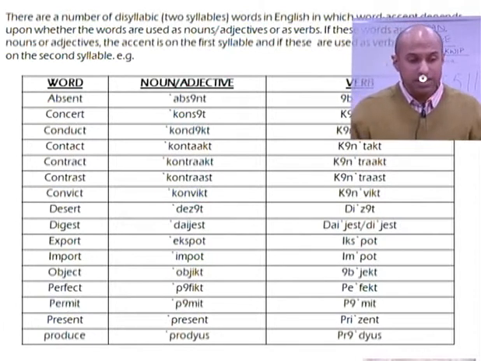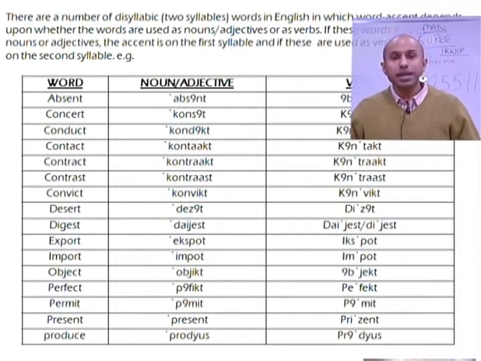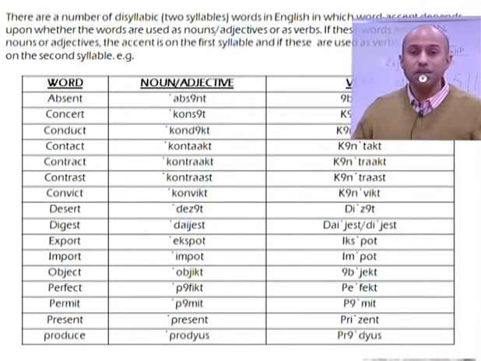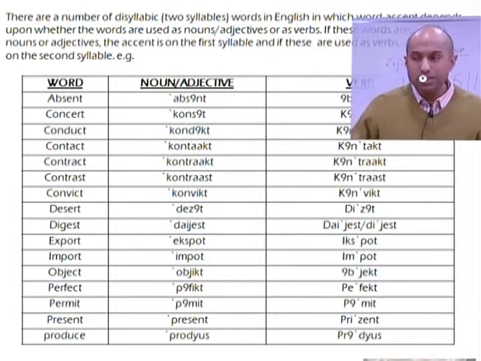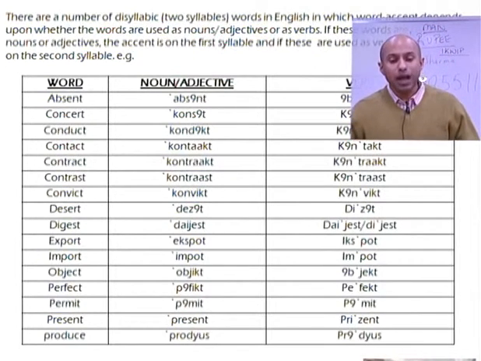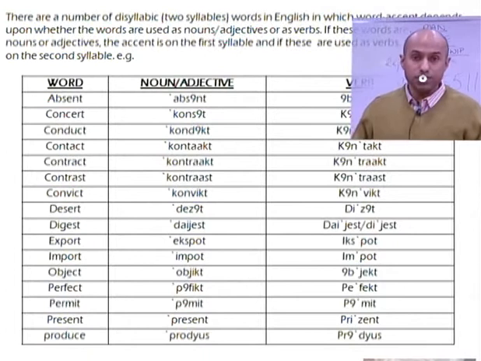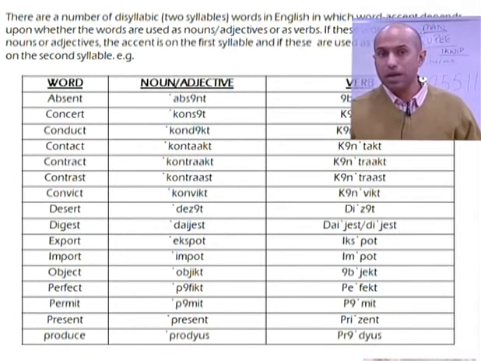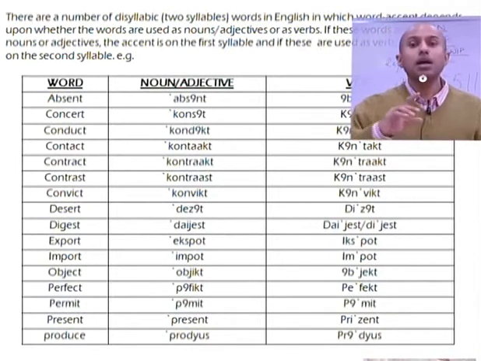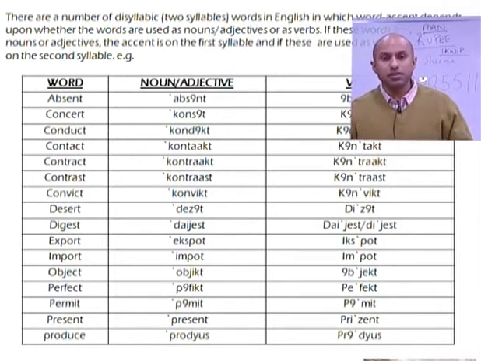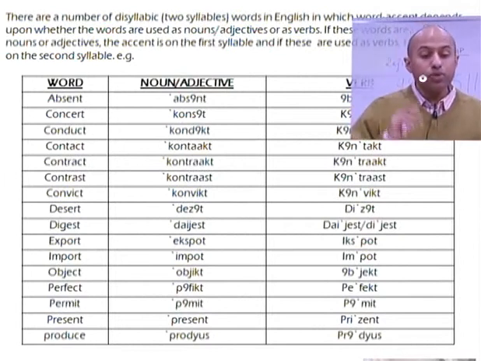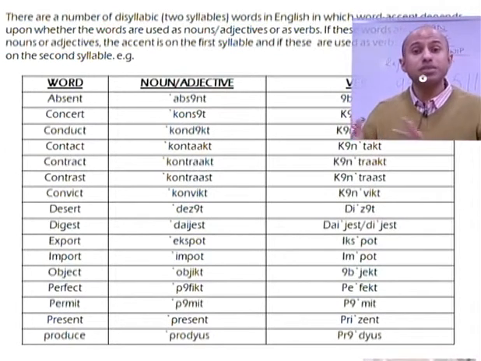To perfect. Then we have permit. He has the permit to go and see the zoo. And to permit, I need to permit him to go there today. Permit and permit. How do we say it? A little more stress, and the sound of the vowel can also be stretched. Then we have present, and present.